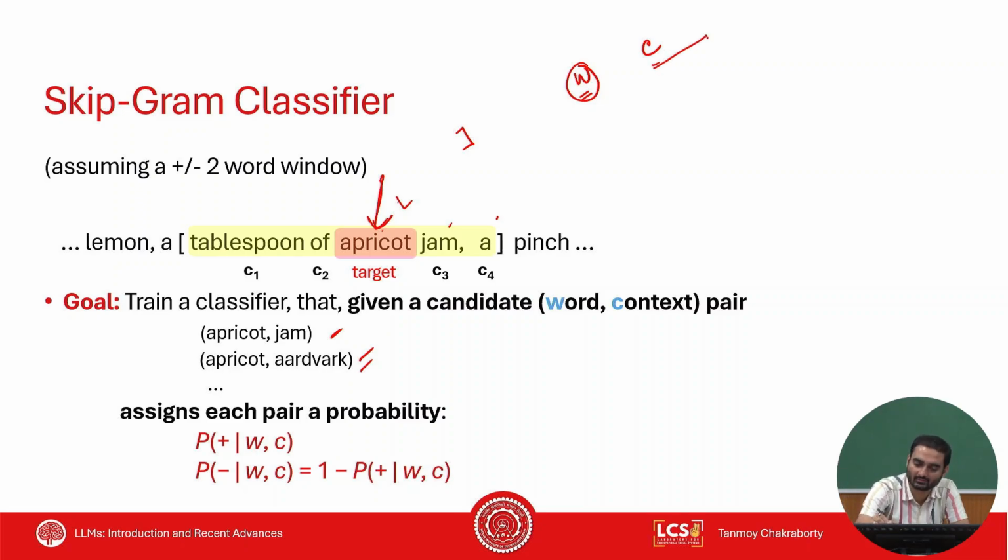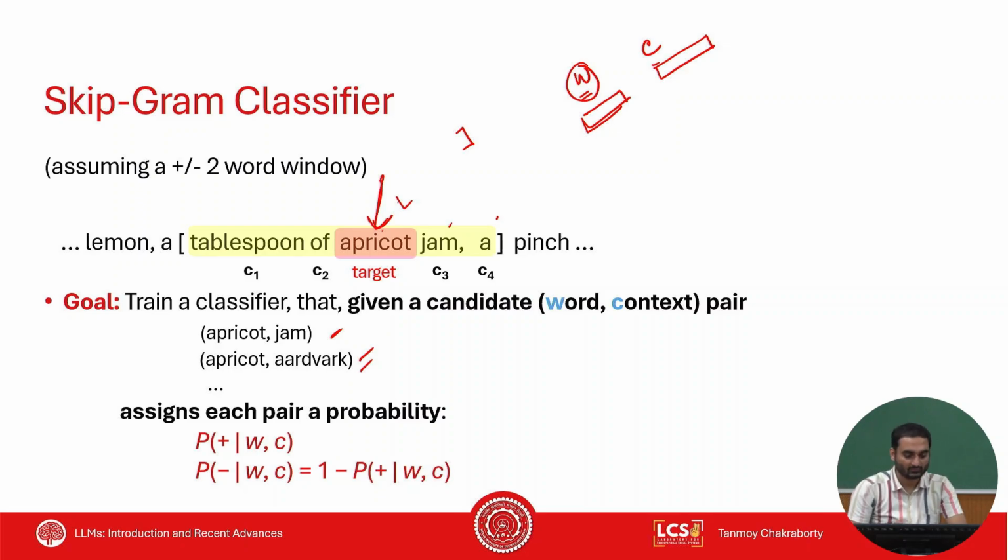We need a representation for C, and we need a representation for W. Over the iterations, we will learn the representations of W and C. We start with a random initialization of W and C. It can be, let's say, one-hot encoding, which is simple, or it can be random initialization, and then you keep on iterating.